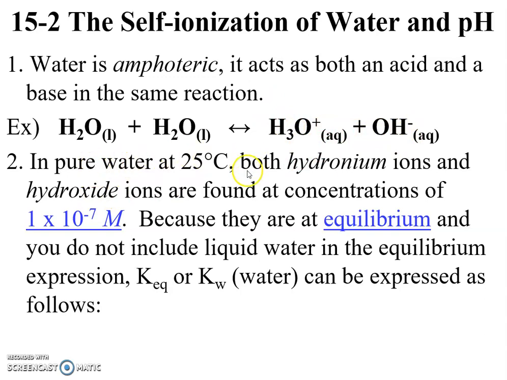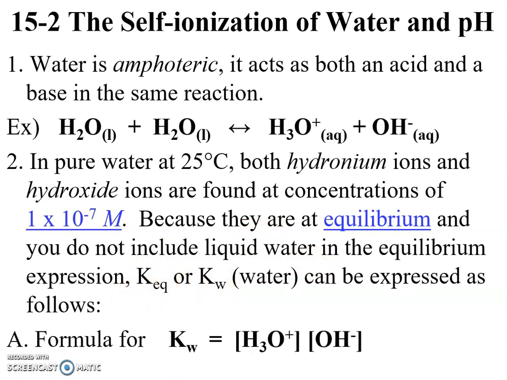In pure water, both the hydronium and hydroxide ions are found in concentrations of 1 times 10 to the minus 7. That is 0.6 zeros and a 1, 0.0000001 molar. Very, very dilute. Because they're at equilibrium, and you don't include liquid water in the equilibrium expression, K eq or K water can be expressed as the following. And you don't need to reference all this. I'm just giving you some background there, and we don't really need to get into that.